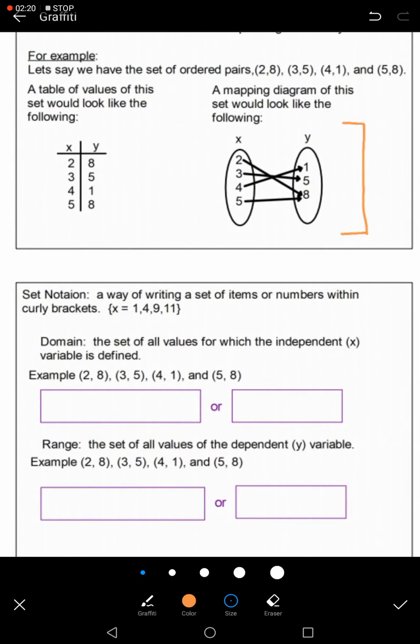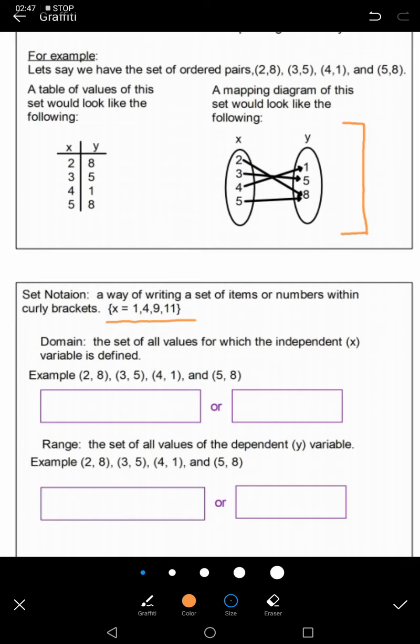So moving on now, another definition here. So set notation is a way of writing a set of items or numbers within curly brackets. So very, very straightforward here. You can see I provided you an example here. This is just saying that x is equal to {1, 4, 9, 11}. So these are just x values, and they are within curly brackets.